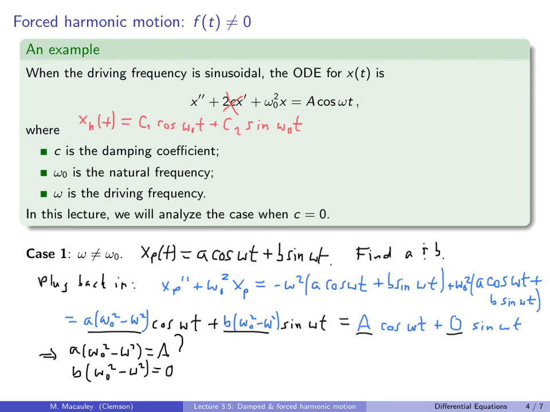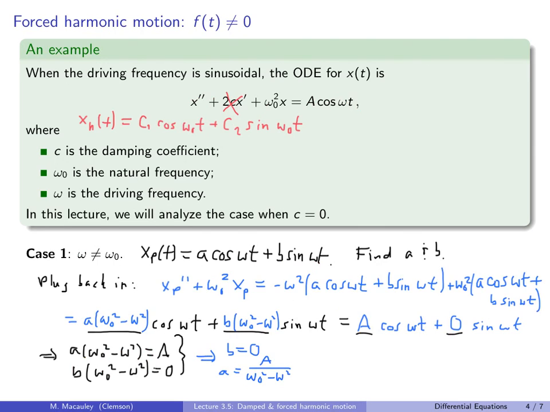So this is a system of equations. Remember, by assumption, omega and omega naught are different, so this is non-zero. Omega squared and omega naught squared are both positive numbers. So that means b must be equal to 0. So we get that b equals 0, and we can solve for lowercase a, and a equals capital A over omega naught squared minus omega squared.